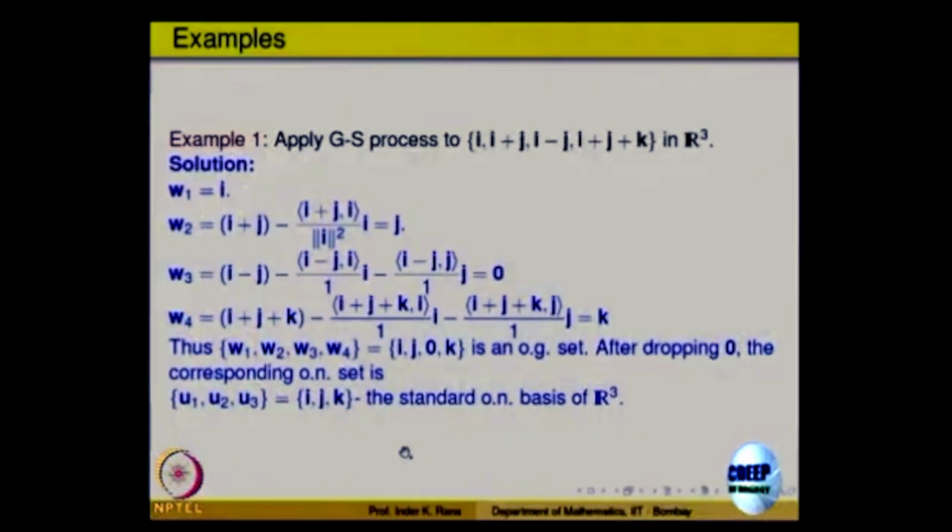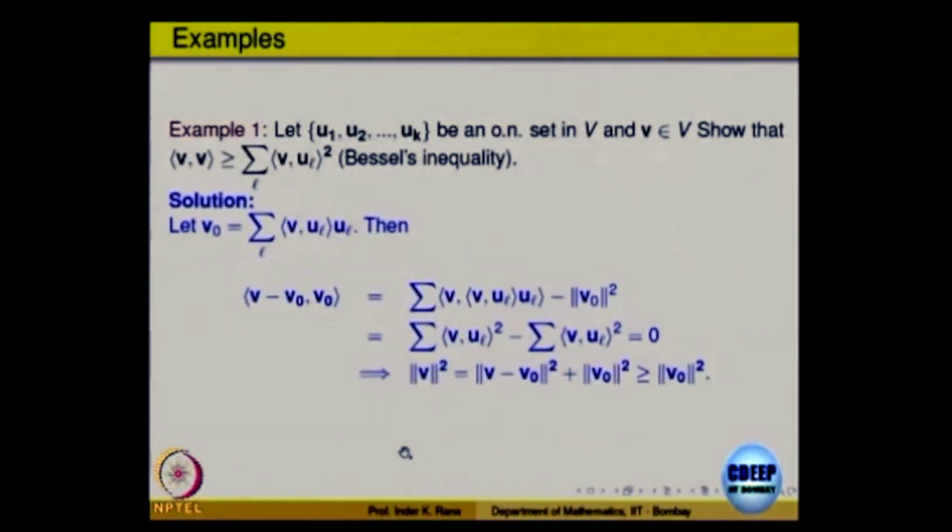So here is something of theory. It is not difficult, so let us go through the proof. It says if U1, U2, up to Uk is an orthonormal set, not necessarily a basis, just an orthonormal set, then the magnitude of V is always bigger than or equal to the sum of the squares of the dot products of V with each one of them, and equality comes when this becomes an orthonormal basis.